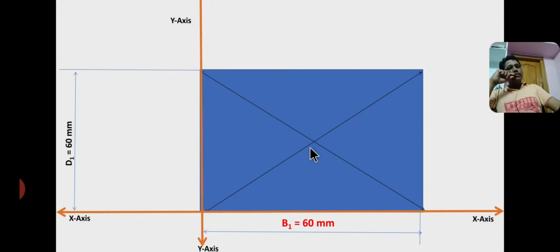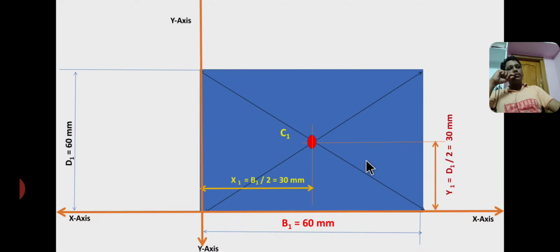The centroid lies at a distance of x1 from the y-axis, where x1 equals base by 2, so half of the base. And at a distance of y1 from the x-axis, from here to here, y1 equals half of the height, that is d1 by 2, equal to 30 mm. So x1, y1 are the coordinates of the centroid C1.